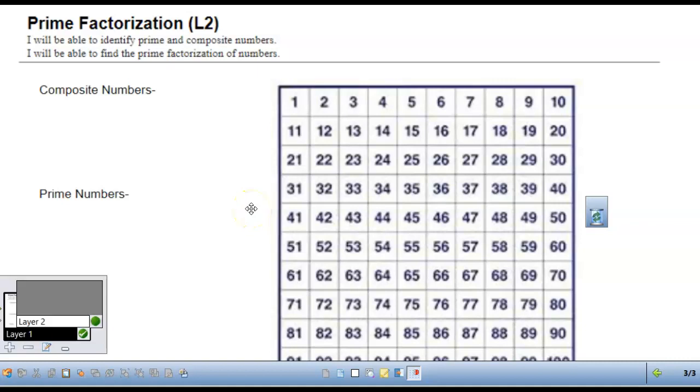Hello class, we're going to go ahead and take a look at lesson 2 on our module 8, prime factorization. We'll be able to identify prime and composite numbers, and we'll be able to find the prime factorization of numbers. Alright, so first thing is we've got to scroll down a little bit.